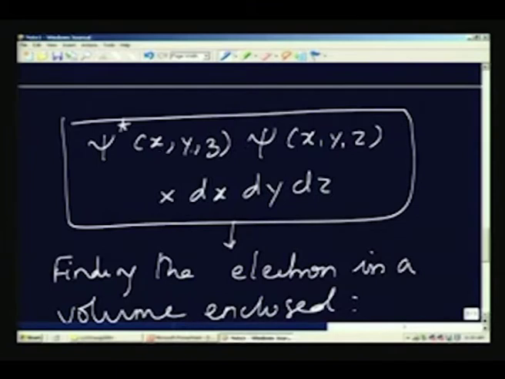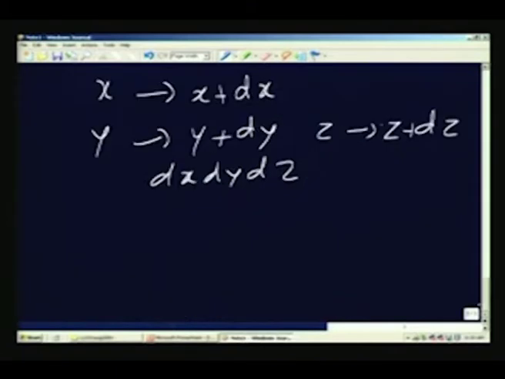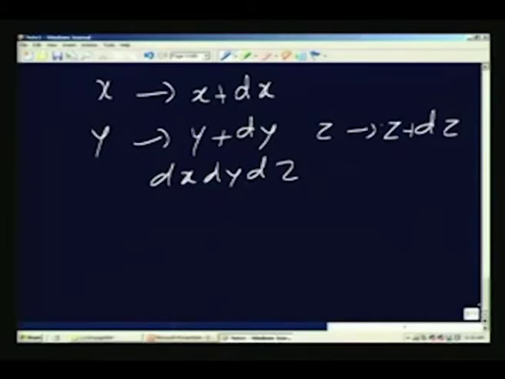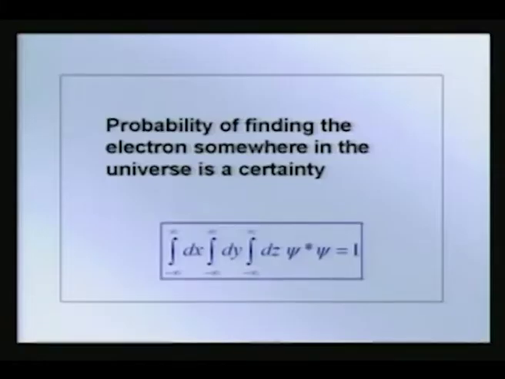But now, instead of x, y, z that I have written here, we will write this in the form of r, theta, phi. That is, psi is now written in terms of r, theta and phi, and therefore we need to translate the dx dy dz into dr d theta d phi in that particular space. So let us go back and look at the slide.